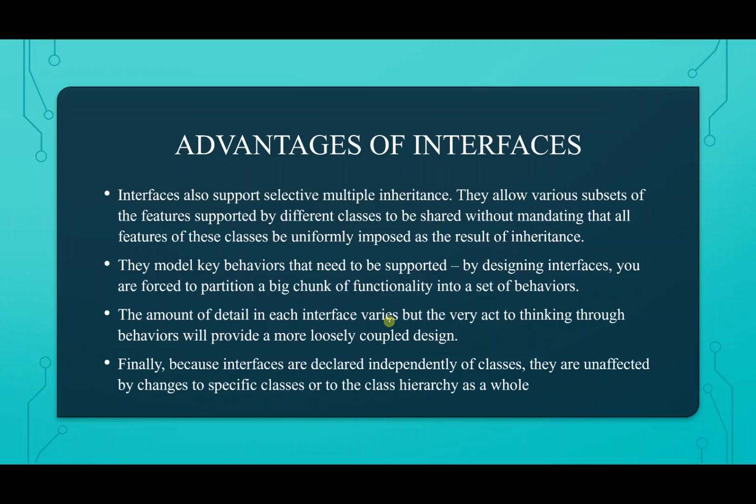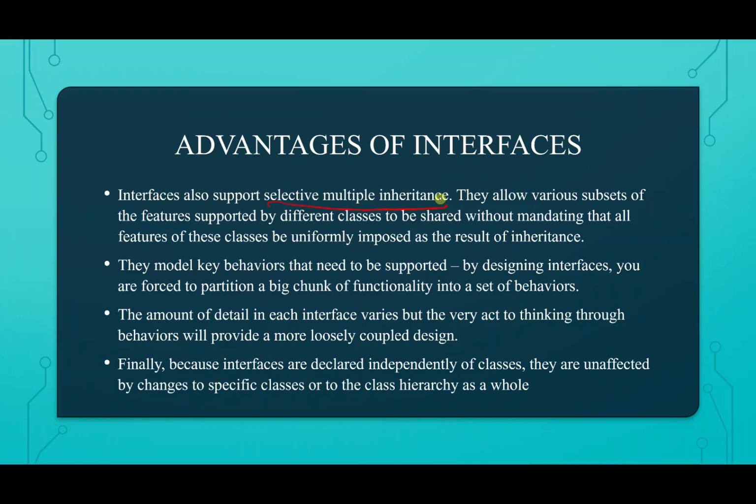So interfaces also support selective multiple inheritance, and we talked about it. Since we don't have multiple inheritance in Java, we have selective multiple inheritance, which is basically that you can implement more than one interface while you cannot extend more than one class.